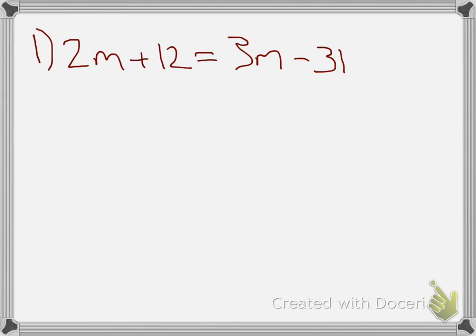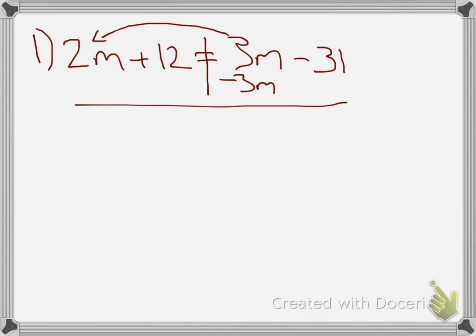Okay, so the first problem, number 1, says 2m plus 12 equals 3m minus 31. Sticking to a very simple idea, variables to the left, numbers to the right. The first thing I would do is subtract 3m, since that's a positive 3m. That's how I move it to the left or to the right, by adding or subtracting. 2m minus 3m equals negative 1m, plus 12 equals negative 31. Notice I didn't change the numbers because I haven't done anything with them, so I just brought down the positive 12 and the negative 31.